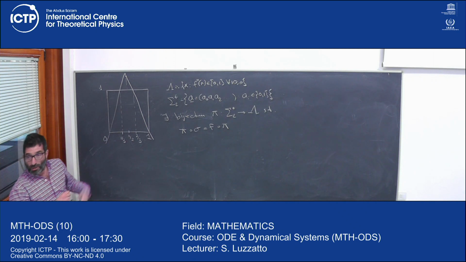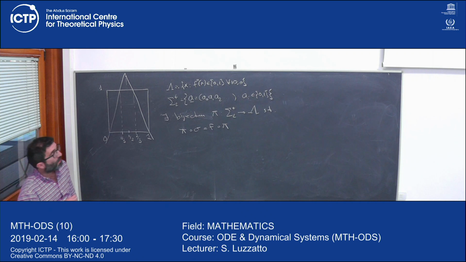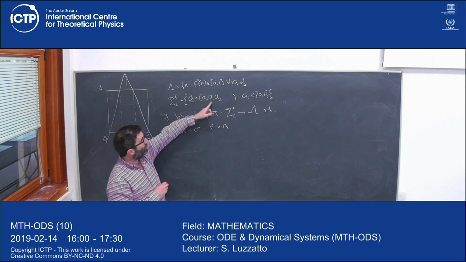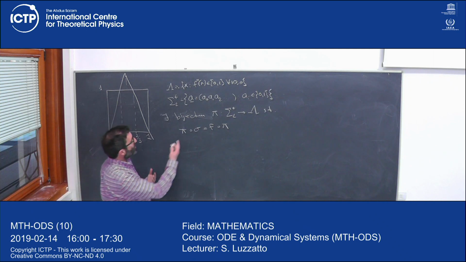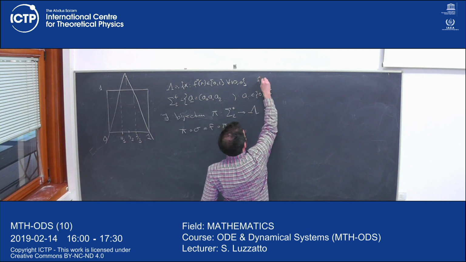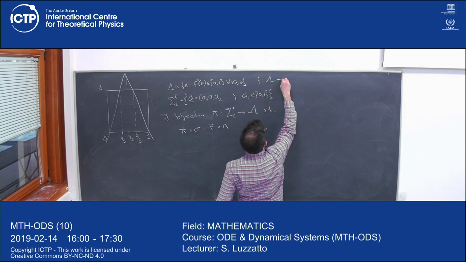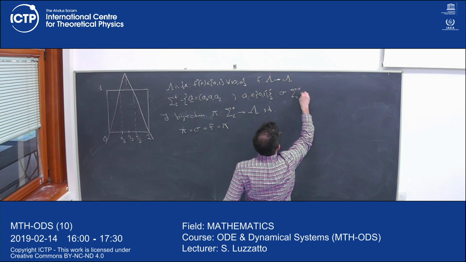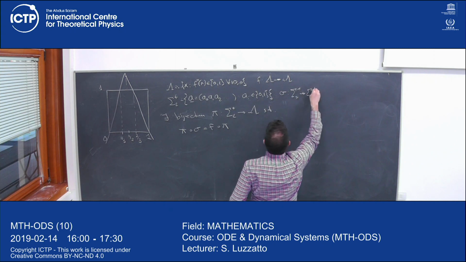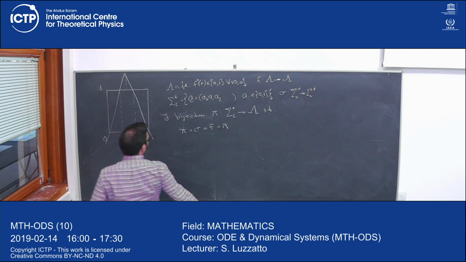And this gives us a lot of information, right? We looked a little bit at the dynamics. Sigma is the shift map. So here we have f from Lambda to Lambda, and here we have the shift map, sigma from Sigma 2 plus to Sigma 2 plus. There are lots of periodic orbits.